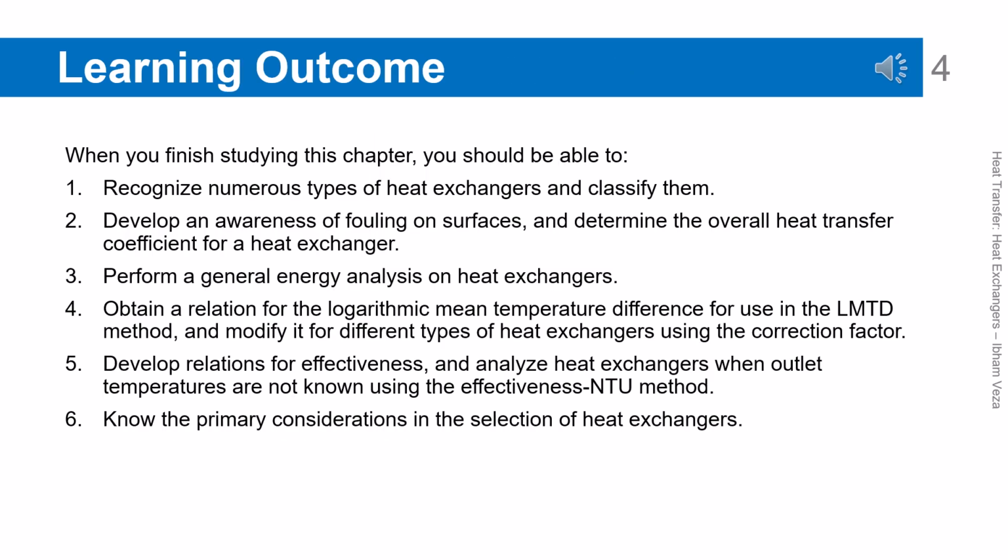Learning Outcome. This section explains the competencies that should be achieved after studying this chapter. Students are expected to recognize and classify different types of heat exchangers. They should also be able to perform energy analysis and understand the LMTD and effectiveness-NTU methods. Fouling and overall heat transfer coefficient are also important topics. All these outcomes aim to enable students to analyze and select heat exchangers rationally.